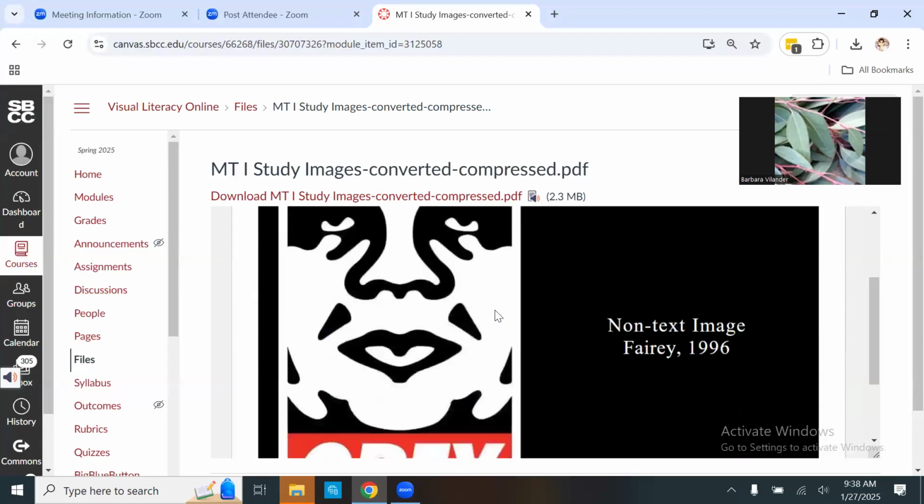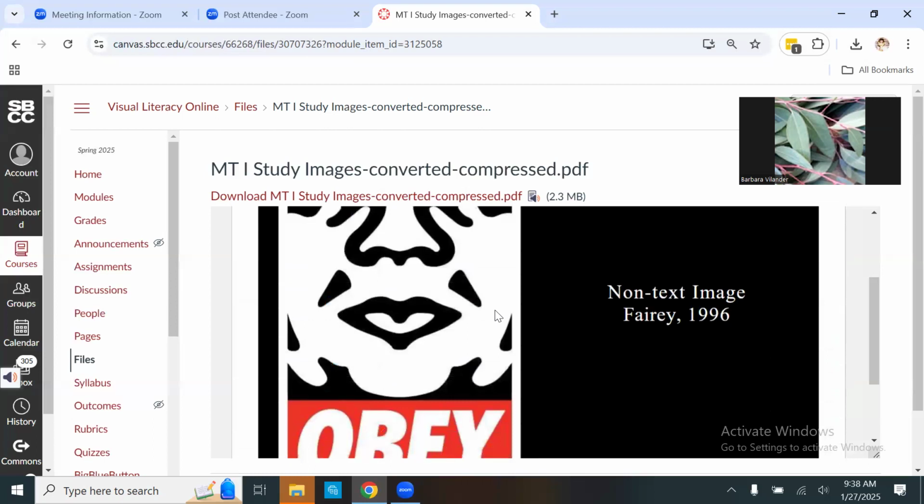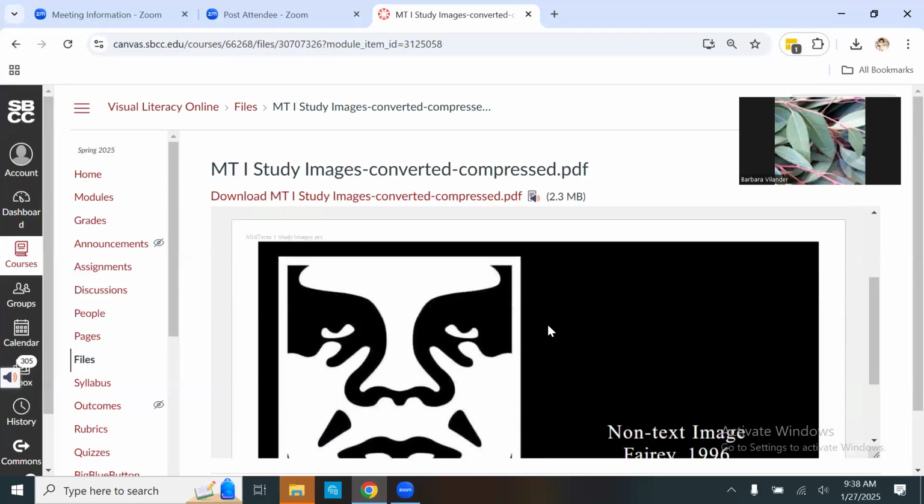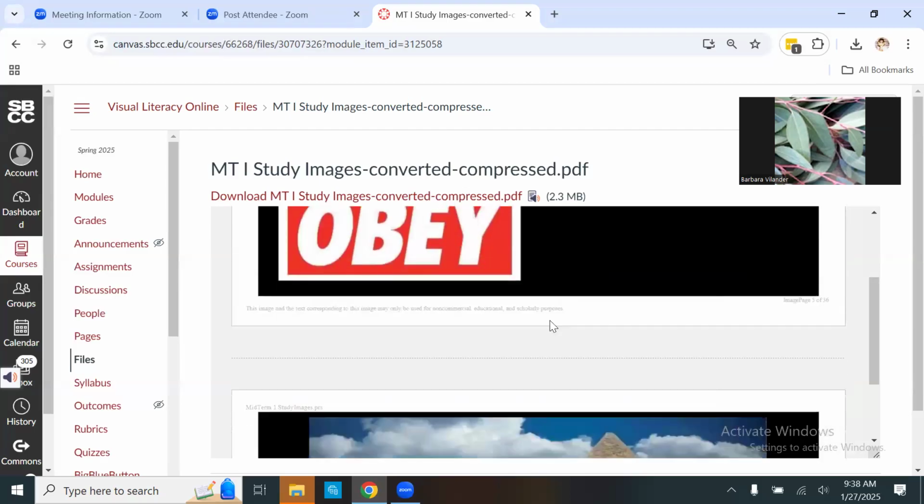So again, out of all the things that you see in class, these are the ones that are fair game for the midterm. Sometimes you'll see a non-text image. That means that image isn't in your textbook. I just really like it and I'm going to use it. Okay, so there's a couple of those. There's not many, all right? And I go over those in lecture.